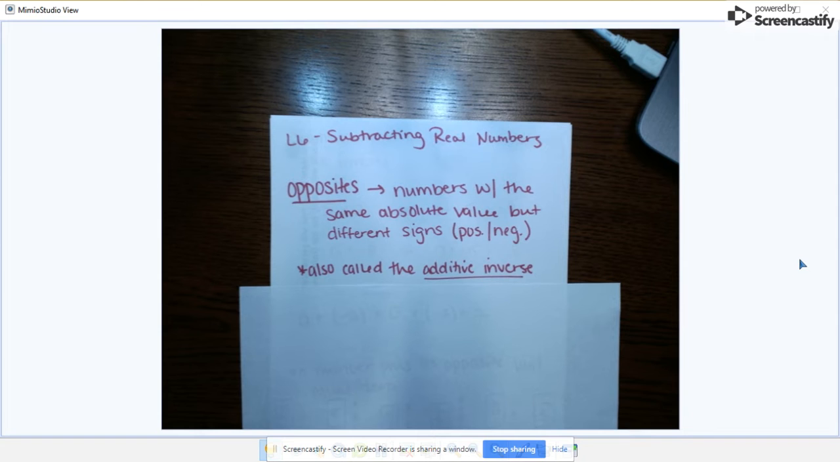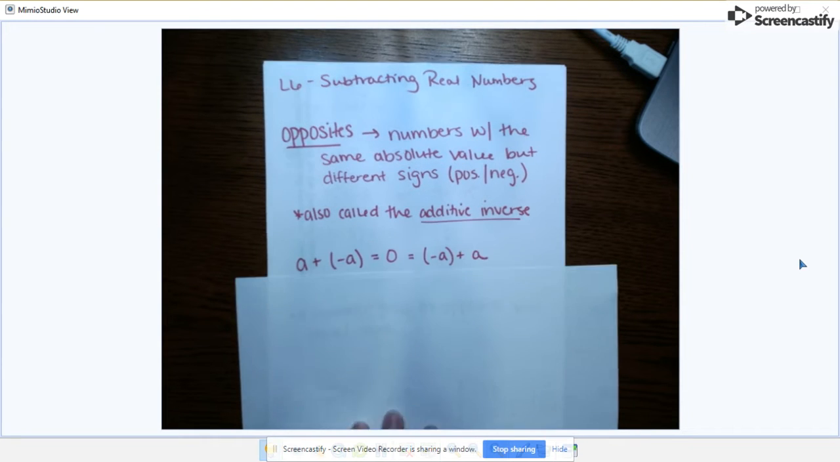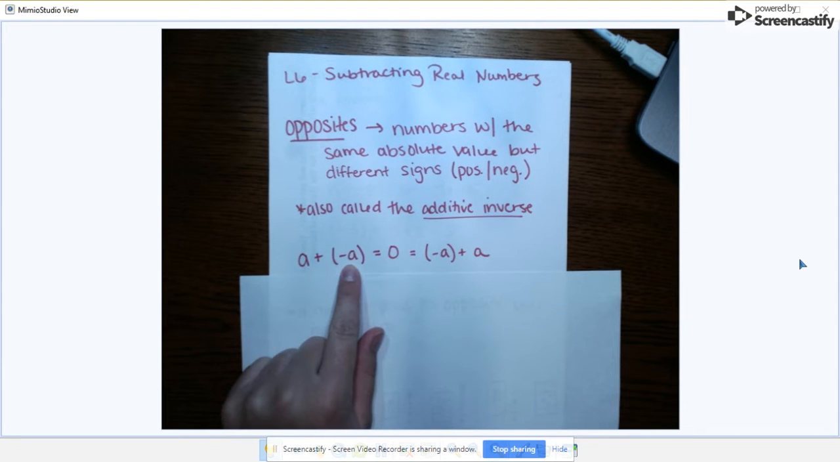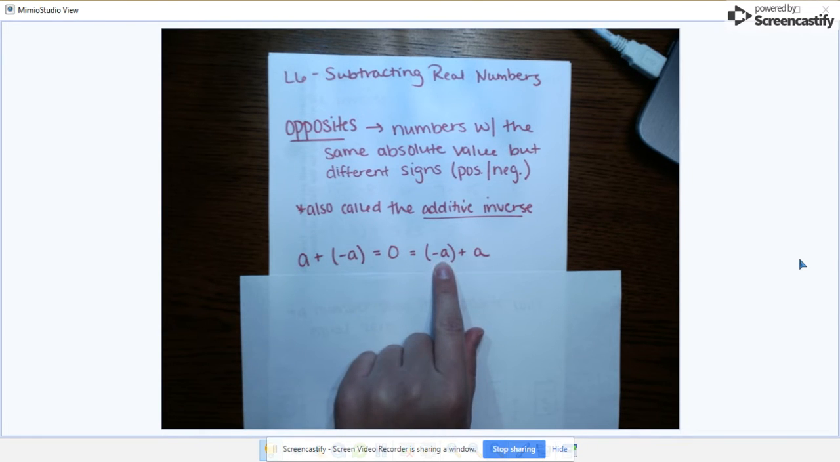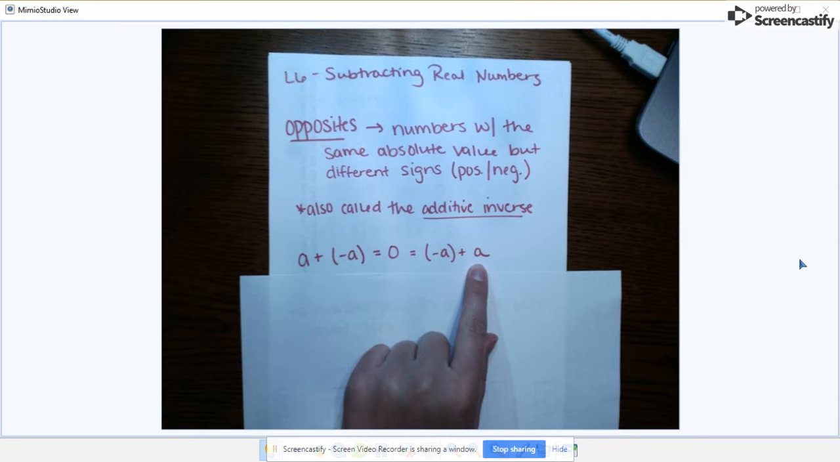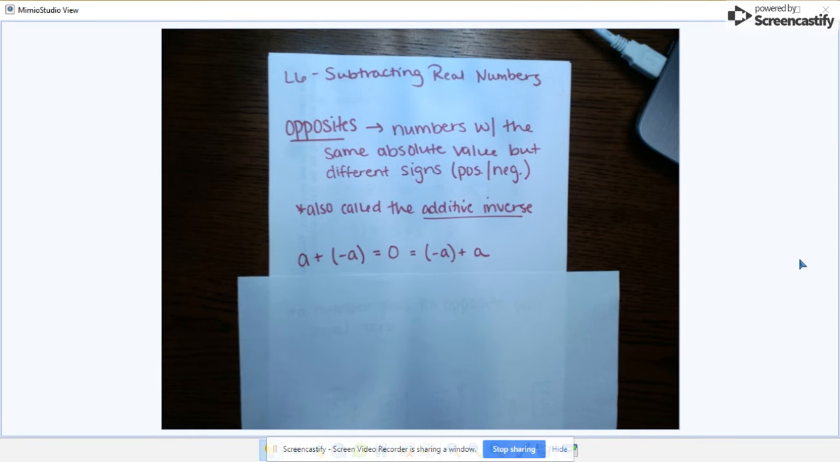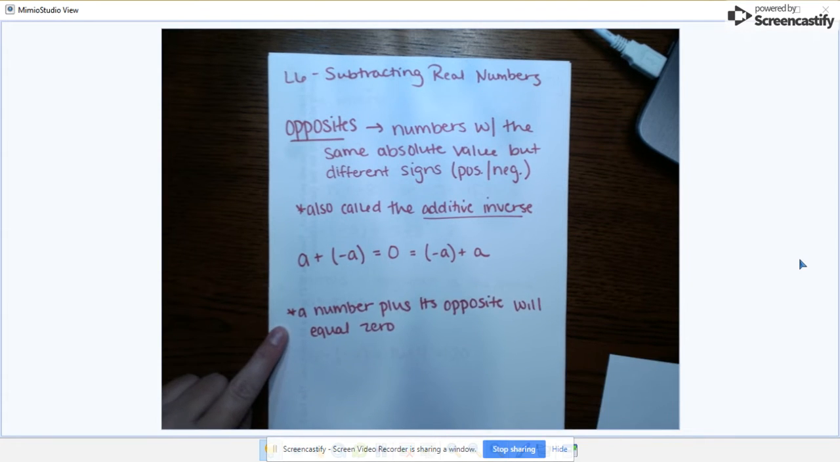If you hear the word additive inverse, know that that means the same thing as opposite. So here's an example. If I have positive A, negative A is the opposite. When you add them together, you always get 0. Likewise, if I start with opposite of A and add positive A, I get 0. And that will always be true no matter what your number is.